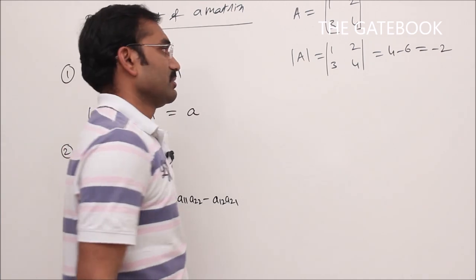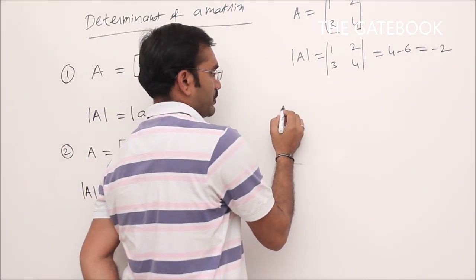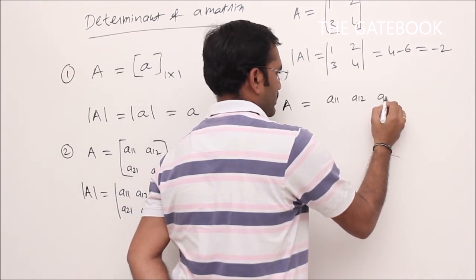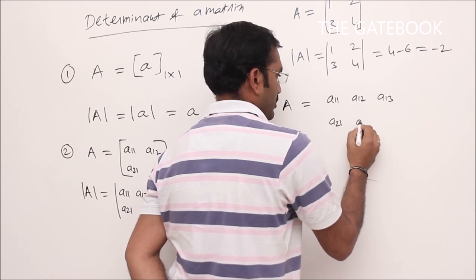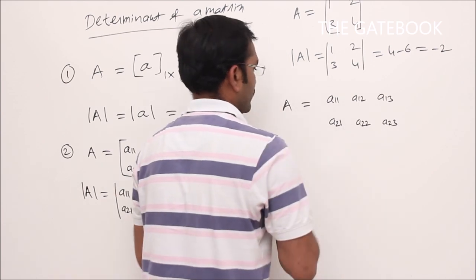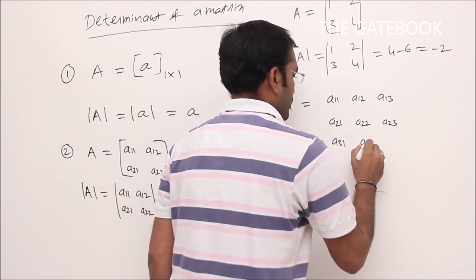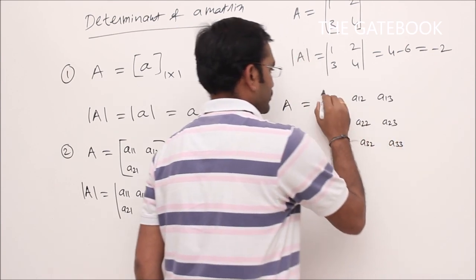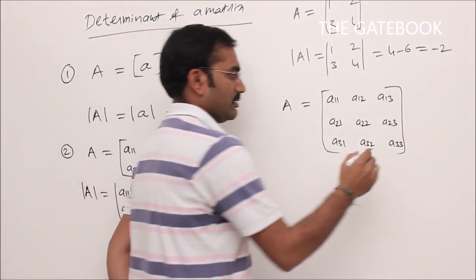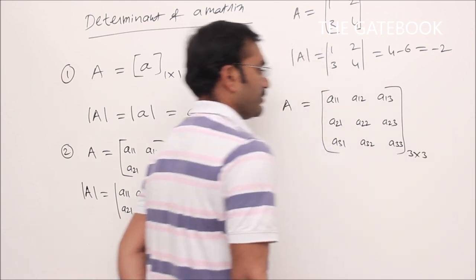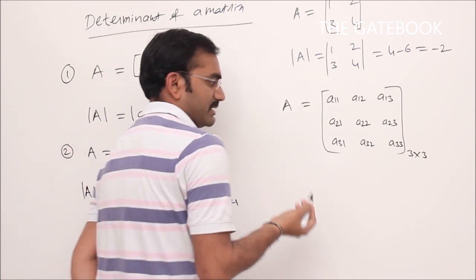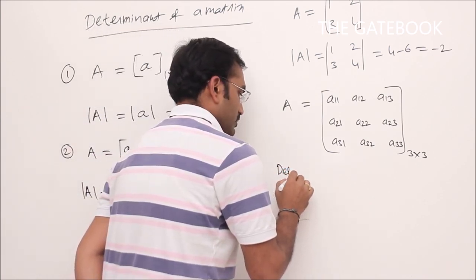Now, if we go for the determinant of a 3 by 3 matrix, suppose A is a 3 by 3 matrix like this with elements A11, A12, A13, A21, A22, A23, A31, A32, A33. To find the determinant of a matrix of order 3 by 3 or 4 by 4 and so on, we apply this definition.